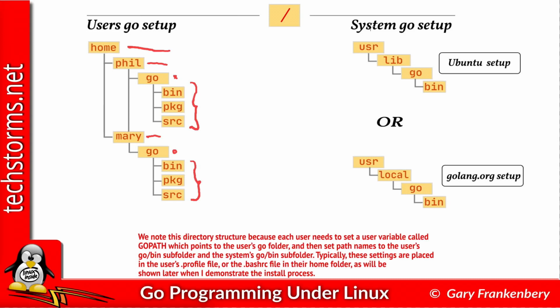Installing Golang on your computer system won't automatically create these user Go directories and their subdirectories, so they have to be manually created. On the right side of the screen is the System Go folder, which stores the shared Go files needed by any Go programmer using your Go programming system on your computer. On a Linux system, the location of the System Go folder may vary.